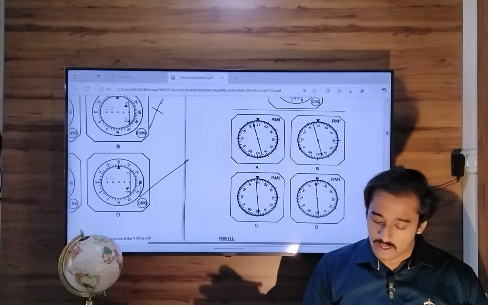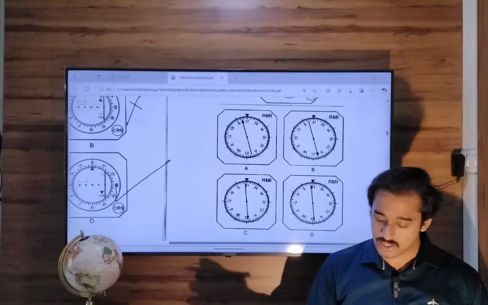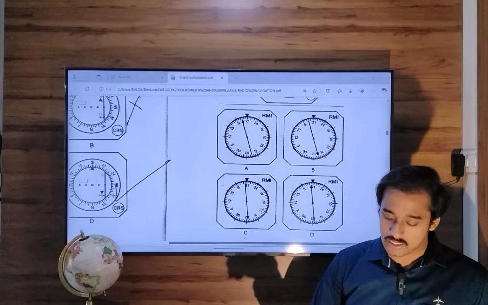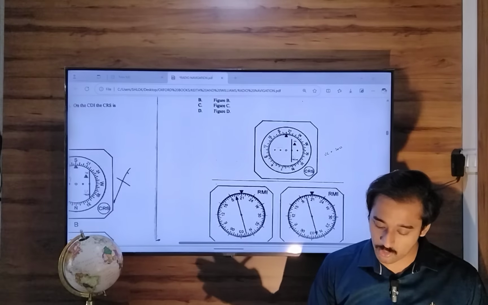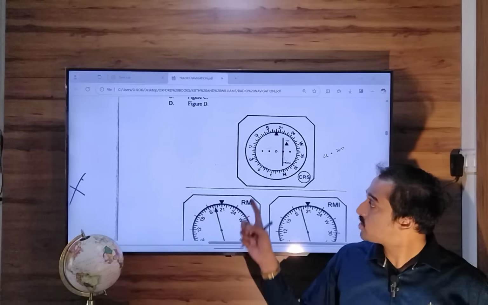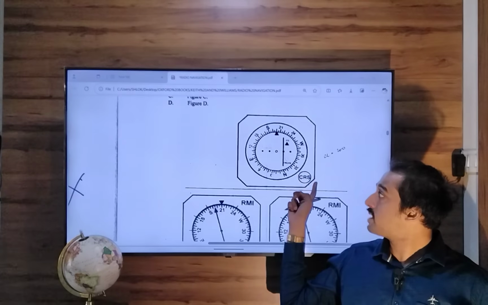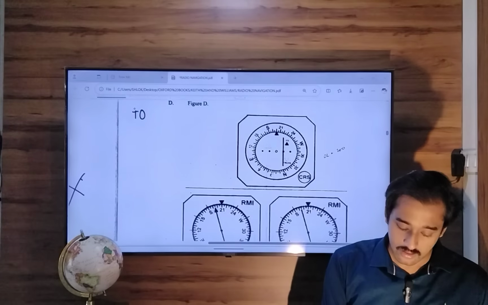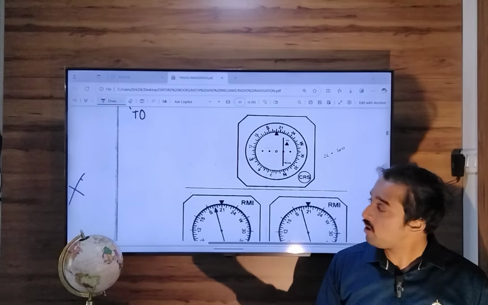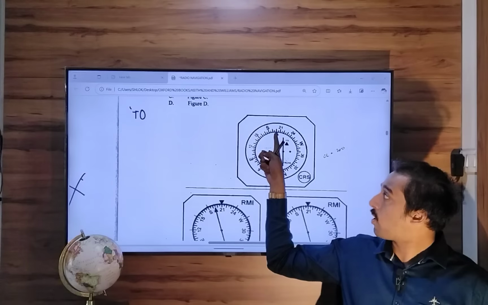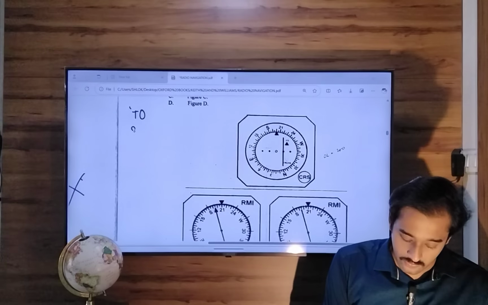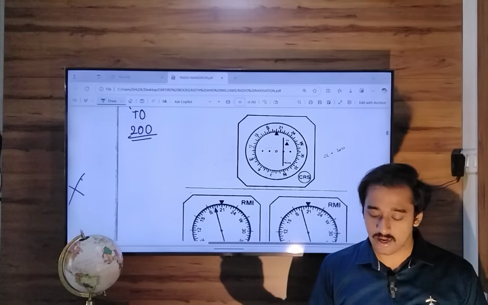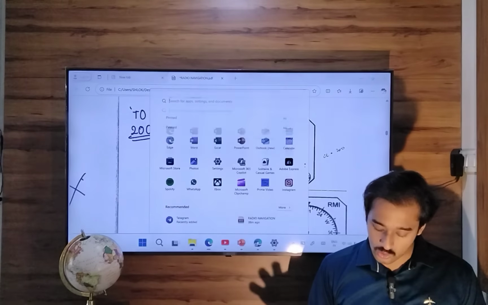So in all these 4 RMI indications, you can see a heading of 210 correctly depicted. Okay, so there is no fault in this at this point. Next, this is your OBS selection. Now in this OBS selection, you are getting a TO indication, and you have selected a course of 200. If you have selected a course of 200, that means aircraft is on radial 020.